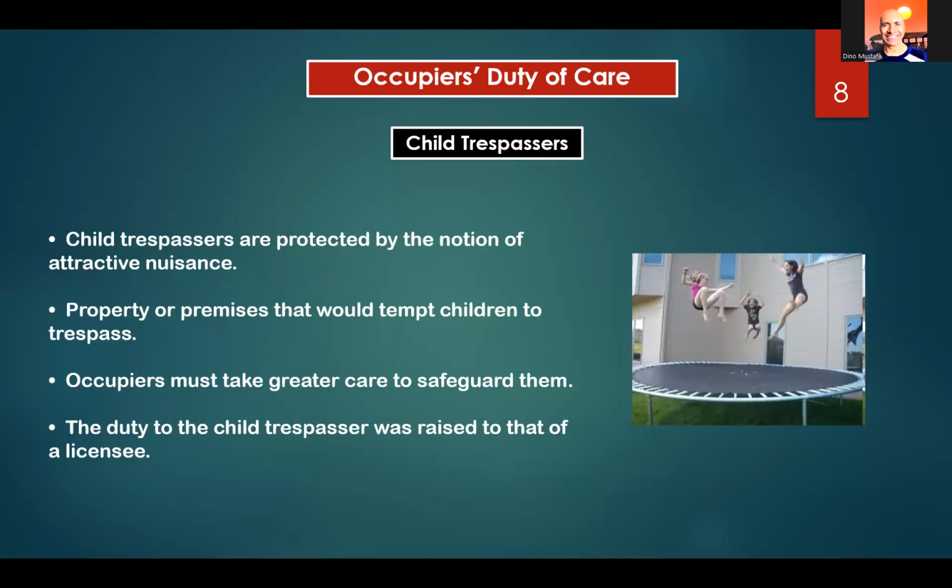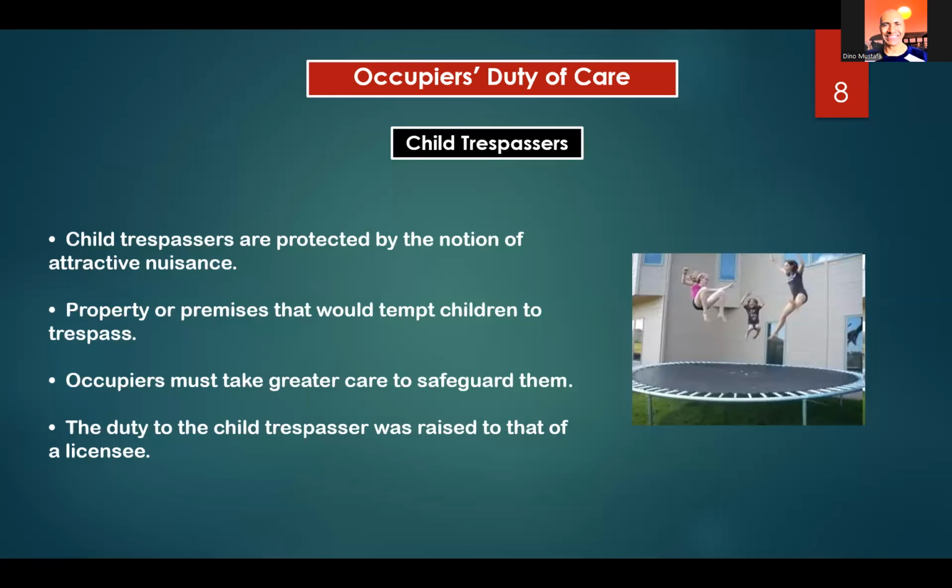Okay. And you can't say, oh, the children that trespass my land, they're not supposed to be here. Don't tell me that. That's what the judge is going to say. These are children and you are an adult. You should know that these are an attractive nuisance for them. They will come and they play on that. Okay. So if they get hurt, you can be sued because of that. That's why the child trespassers are protected by the notion of attractive nuisance.